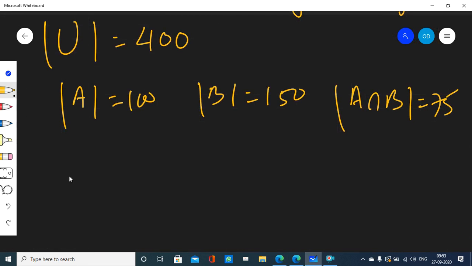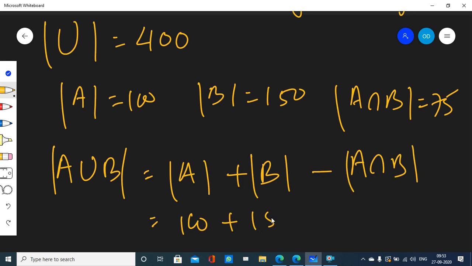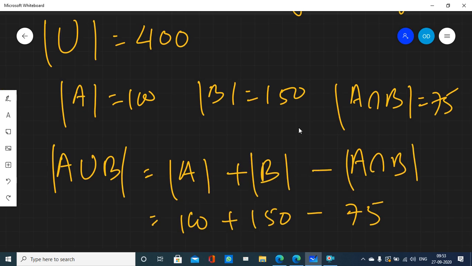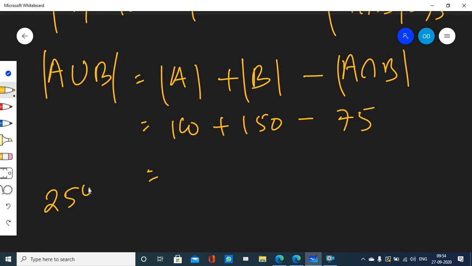Now which students take either apple or orange, meaning any of them, doesn't matter which? They will be in A union B. So cardinality of A union B is equal to cardinality of A plus cardinality of B minus cardinality of A intersection B. Cardinality of A is 100, cardinality of B is 150, minus 75. 100 plus 150 is 250, and 250 minus 75 is 175.